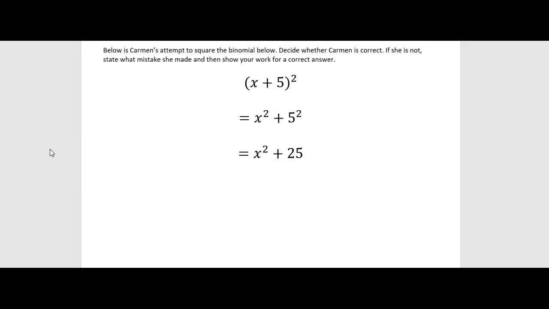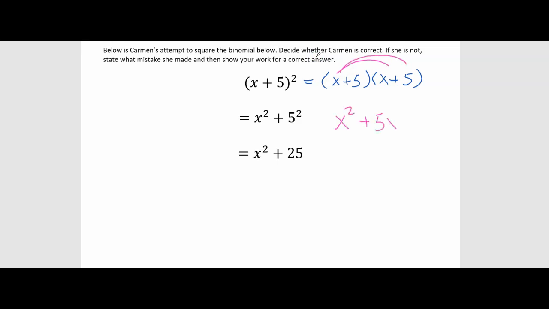Okay, so it looks like Carmen decided to distribute this exponent to the 5 and the x. And this actually isn't how exponents work, right? What this exponent is telling us is that we need to multiply this quantity x plus 5 by itself 2 times. Right, so that's what the quantity x plus 5 squared really indicates.